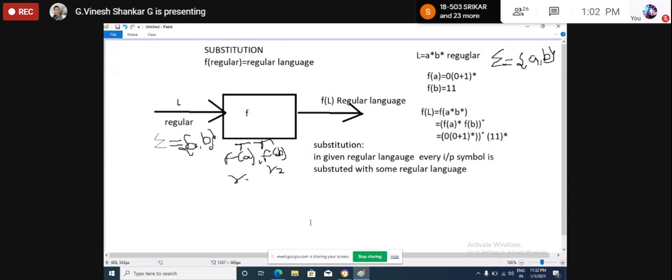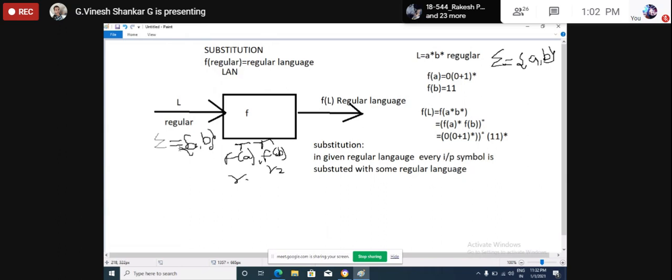The next you can see, this is one way of proof. Another way of proof is also there with epsilon and FA, but it is not required now. If you prove like this, that is also enough. If they ask the substitution property, first of all you write f of regular is equal to regular. I am giving a regular language L to f, that is a substitution f of A and f of B, and f of L I am getting is a regular language.